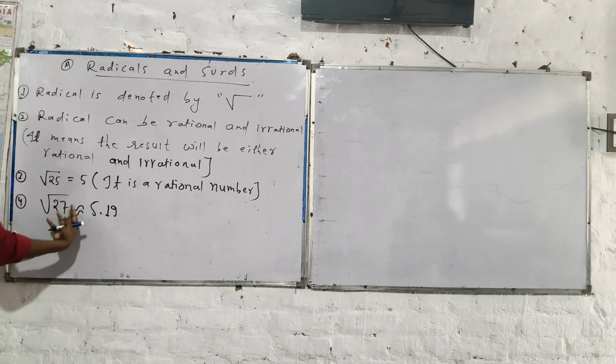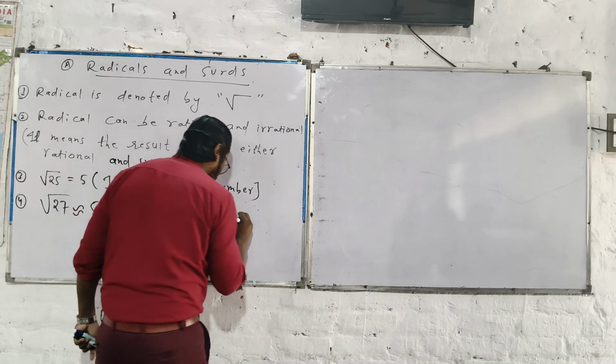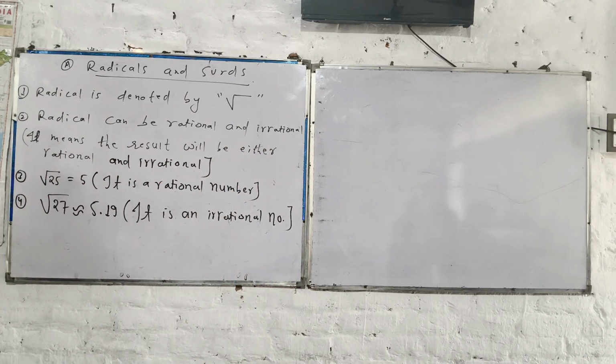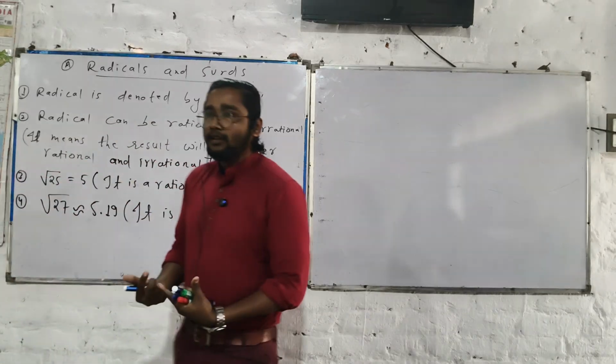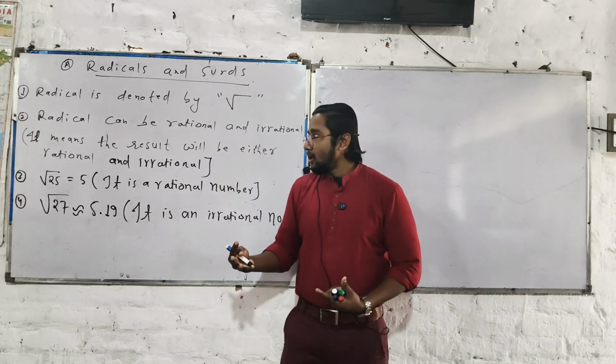Now when I have written the approximate, it means it does not stop here. Because it is an irrational number, the result does not stop. It goes on forever, non-terminating and non-repeating. That's why I have written the approximate value. It is an irrational number. Understood the point? So the result of a radical can be rational or irrational.